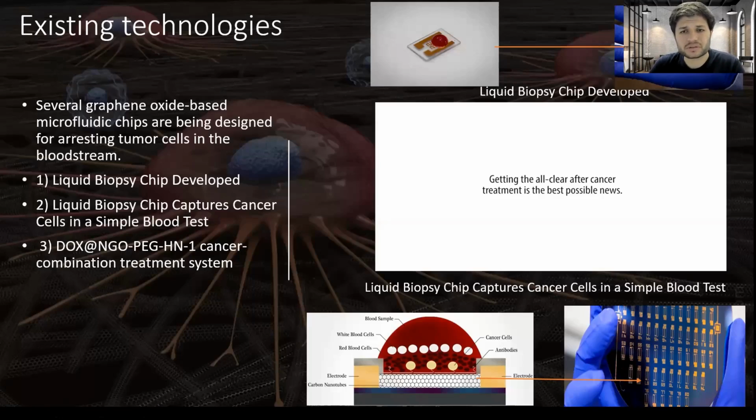The first state-of-the-art approach is a liquid biopsy chip development. A new liquid biopsy chip detects circulating tumor cells in 100% of blood samples from 1 to 4 breast cancer patients. So the chip could be used to detect tumors at the earliest stages, before metastasis. The second approach is a liquid biopsy chip that detects metastatic cancer cells in a drop of blood.